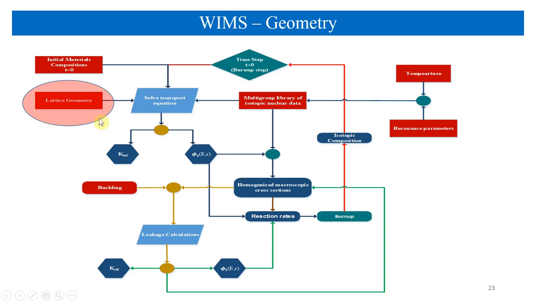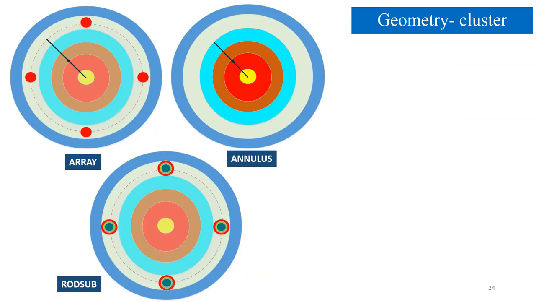We will start first with the lattice geometry. We will move step by step to cover all the scheme here. First, we will talk about the lattice geometry. Here, I will use the cluster option, which consists, if I have a full assembly for a pressurized water reactor, like the famous Westinghouse pressurized water design, which has 17 by 17 fuel rods, or by taking here in our example, the VVER-1000.